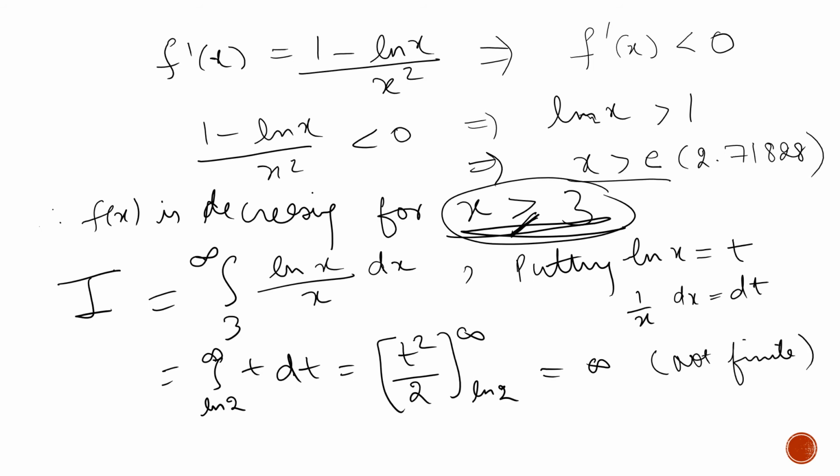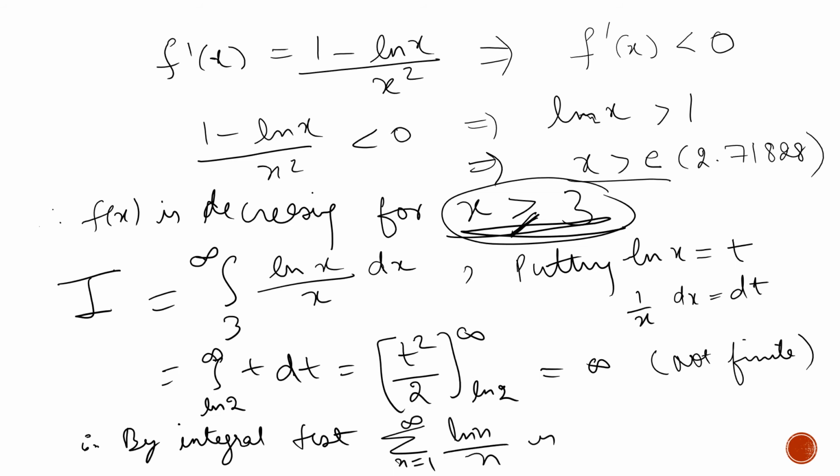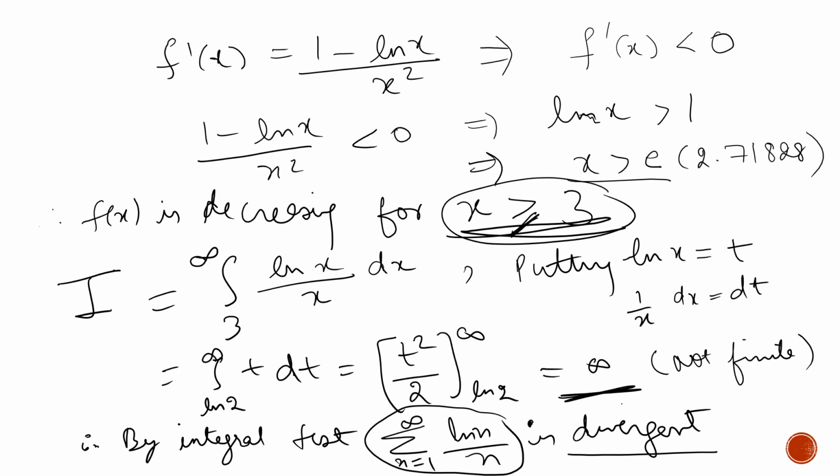So by integral test, our series, that is the main series, is divergent because the value of the integral is coming out to be infinite. So the integral test says that if the value of the integral is not finite, then the series will also be divergent.